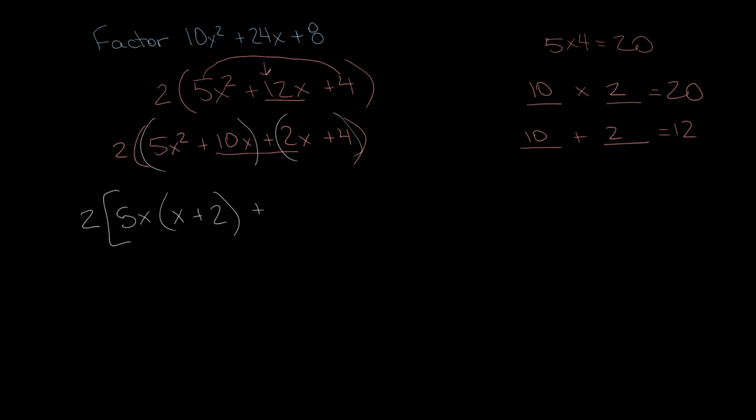What can I factor out of this second set of parentheses? So 2x plus 4. Both of those have a 2. What do you multiply to 2 to get 2x? X. What do you multiply to 2 to get 4? 2. Okay.